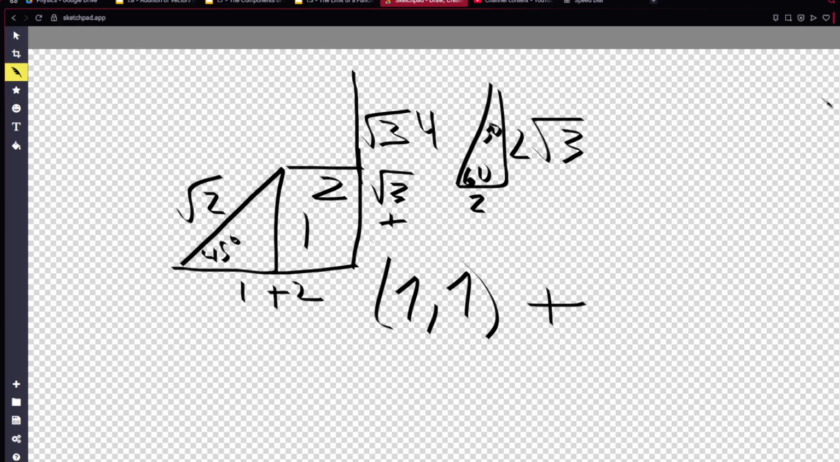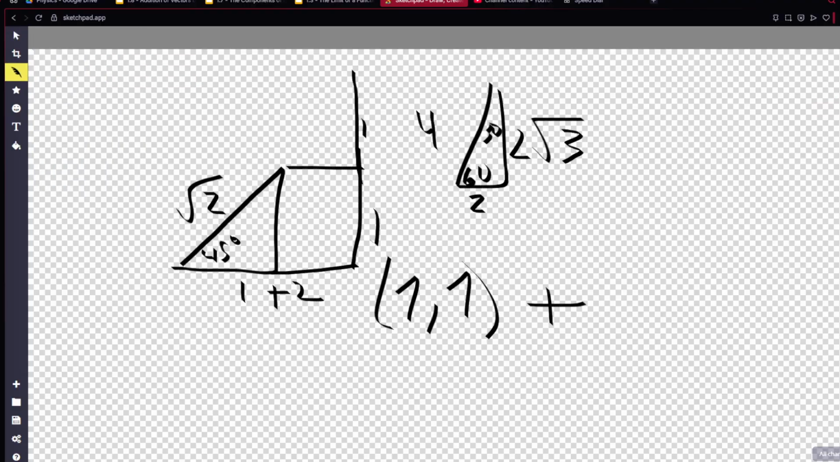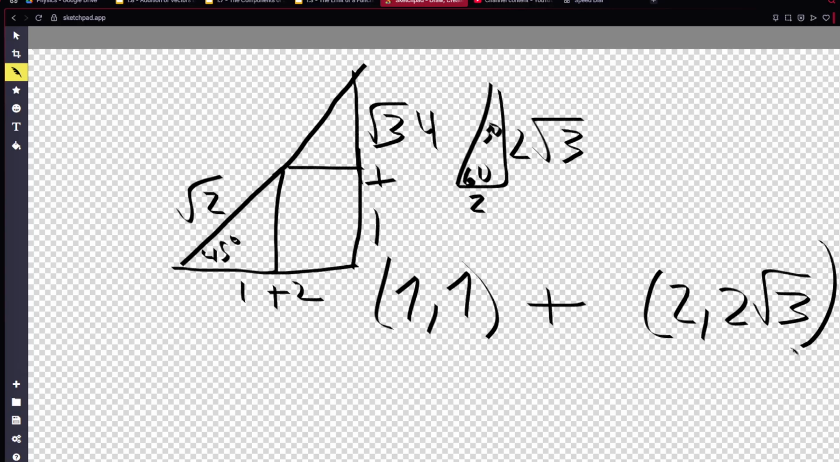this height. Wait, sorry, let me just make this cleaner. So now we can extrapolate this to 1 plus that square root 3 that was added on top. So it would be 1 plus 1 comma 2 comma 2 square root 3. Actually, that should be 2. So now we can add this as 3 comma 3 square root 3, oh sorry, that's not how it works. 3 comma 1 plus 2 square root 3.